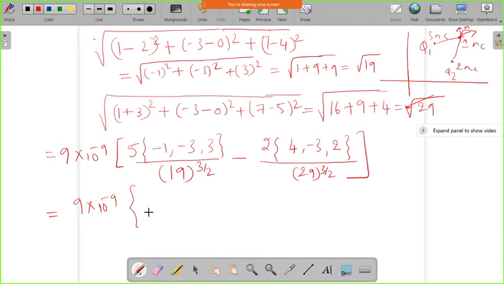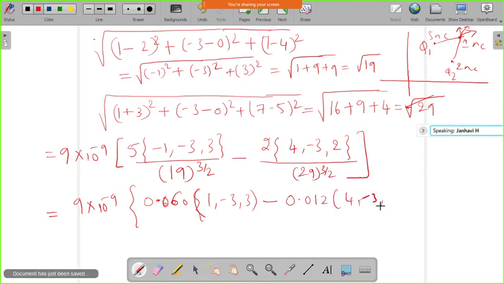0.060, sir. So this is the ratio, 5 by 19 power 3 by 2, right? Yes, sir. Okay, minus this 2 by 29 power 3 by 2, do that ratio. 0.012, sir. 0.012 into 4 comma minus 3 comma 2.